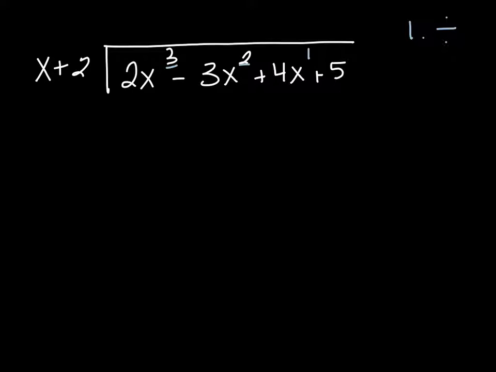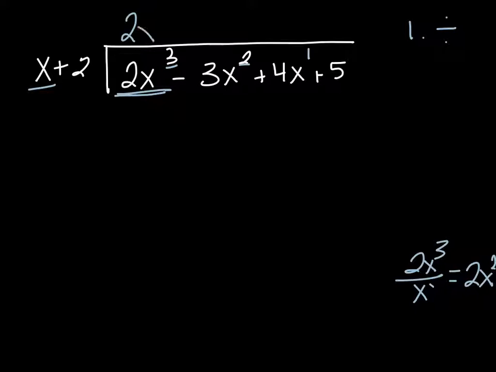We're going to divide. So all I'm going to care about is this first one and this first one. So off to the side, 2x to the third divided by x. When I do that, I'm left with 2x squared, because if I start with 3, take 1 away. So I'm going to put 2x squared right there. So I'm done with my division.